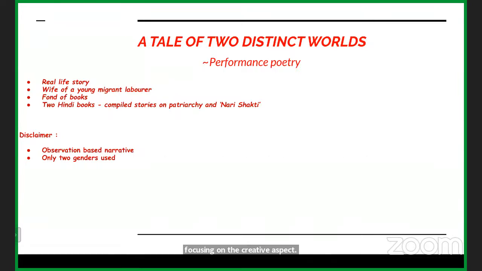This is something about once when we were having a house renovated. One of the laborers who came was quite young, newly married. On the last day of the work, he requested my father if he could have a book or two, as his wife likes to read. I have a huge library, so I promptly gave away 2 of my Hindi books. It was also very strange, as they were related to patriarchy and Nari Shakti, compiled stories. That's what I would be reciting now.